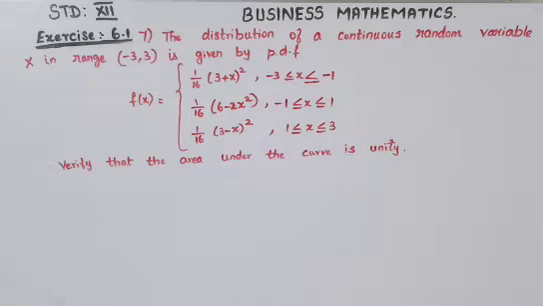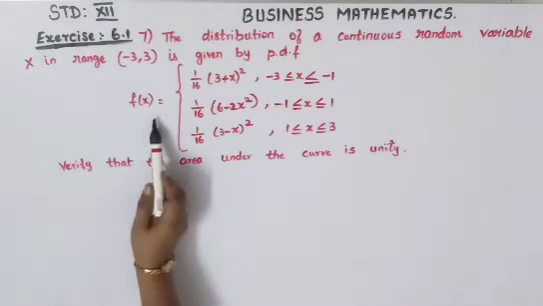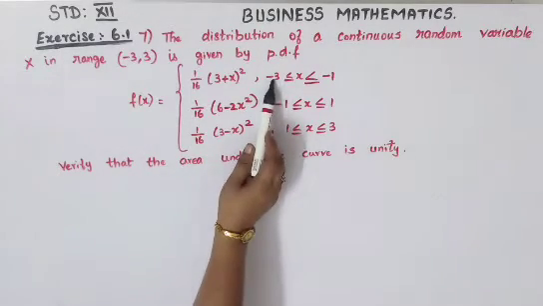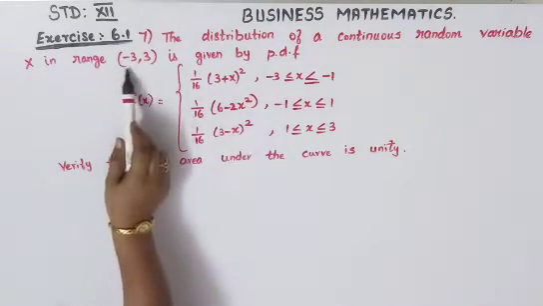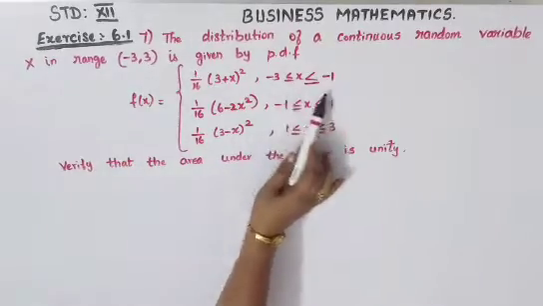Standard 12th Business Mathematics, Exercise 6.1. 7th question. The distribution of a continuous random variable x in range -3 to 3 is given by the PDF. Probability density function is given. So f of x is equal to, your intervals are given from -3 to 3. You can see the range here, -3 to 3. They have split the interval and given it.